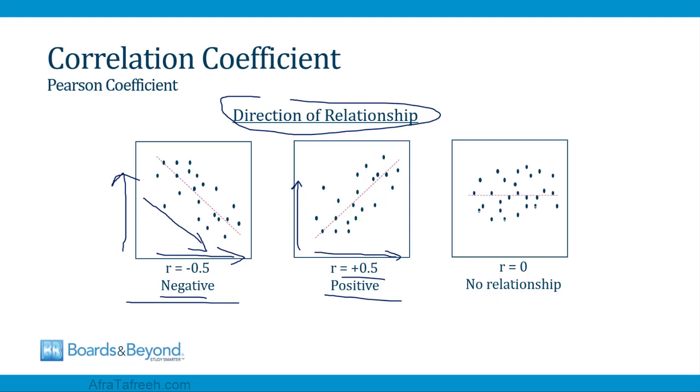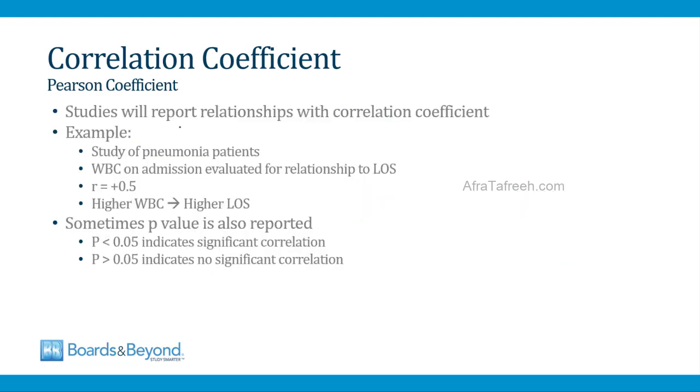And then on the right side of the screen is an r equal to 0. There's no relationship. The best fit line is a horizontal line like this, indicating no relationship between the variable on the x-axis and the variable on the y-axis. So the reason you need to understand the correlation coefficient is because many studies report relationships with this correlation coefficient number.